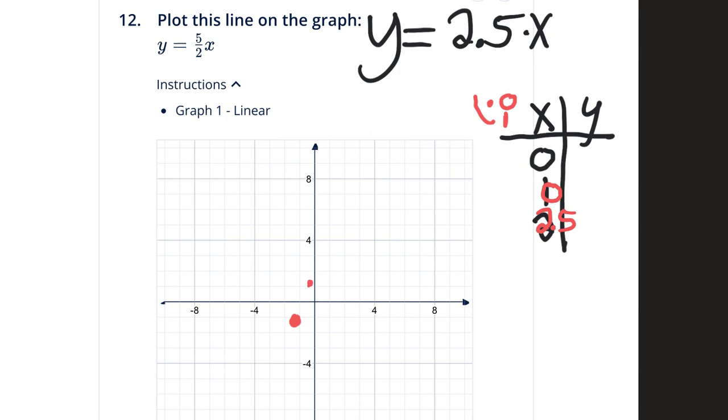Then next, I could put a 2 where my x value is, and multiply that to 2.5, and then I would get 5. So I could go over to 2 and up to 5. All right, on formative it looks a lot nicer, but if I use a straight edge and connect these, I do form a line, and sure enough, looks like a proportion. We start at 0, 0, go through 0, 0, and it's a straight line.